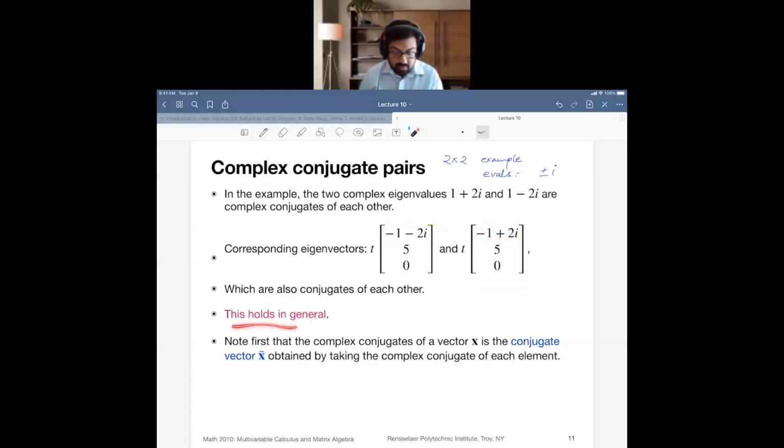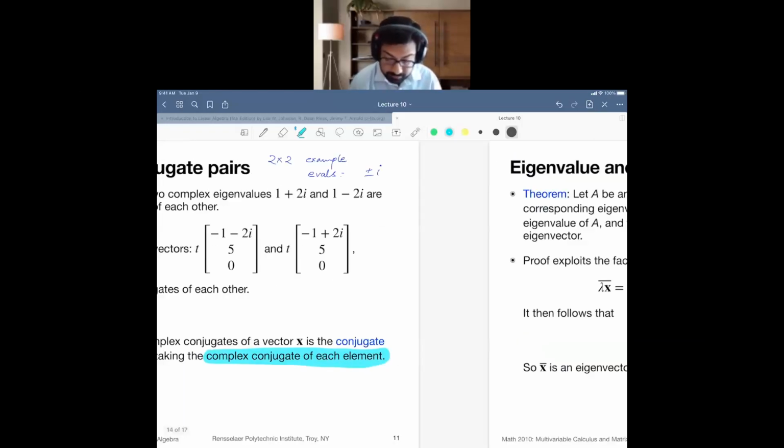Now, this holds in general. So all you have to do is find the first complex vector x. The second one is simply going to be the complex conjugate vector x bar, or x conjugate, which is obtained by simply taking the complex conjugate of each element. All you have to do is negate the imaginary part. And this is always going to be true.